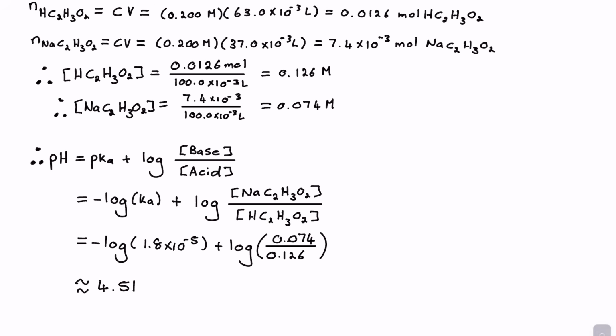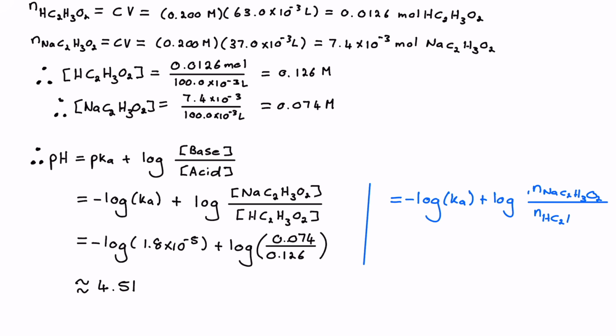Now I want you to do just an interesting check for yourself. Calculate this again, but use the number of mole. So say log Ka and just say log of the number of mole of NaC2H3O2 and number of mole of HC2H3O2.